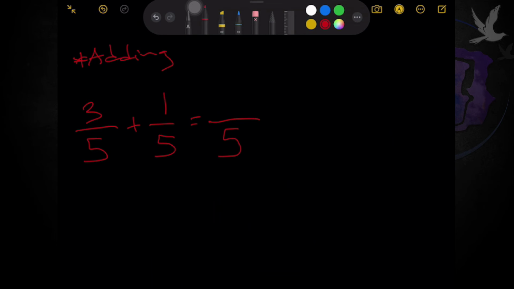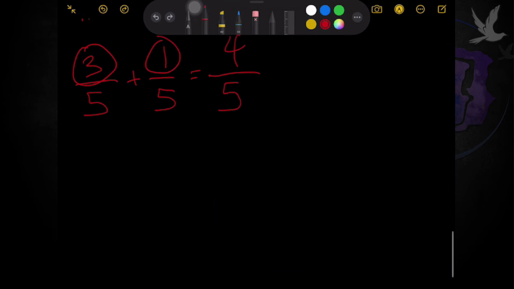And all you need to do now is just to add your numerator. 3 plus 1 is 4. Why do you need to add? Because yun ang operation involved dito. Plus. Okay? So, this is how you add similar fractions. Another example, 3 out of 7 plus 2 out of 7.